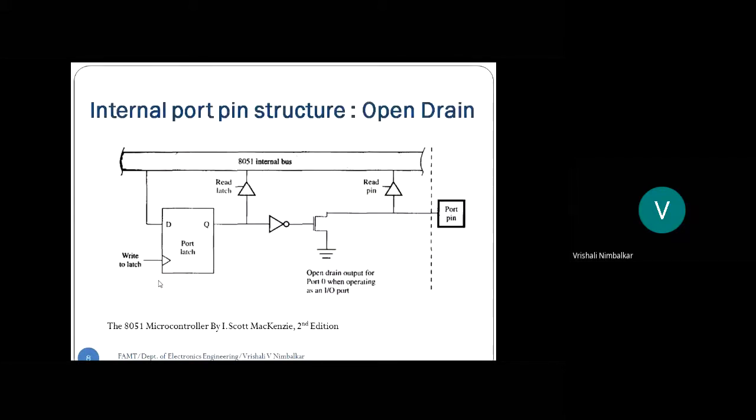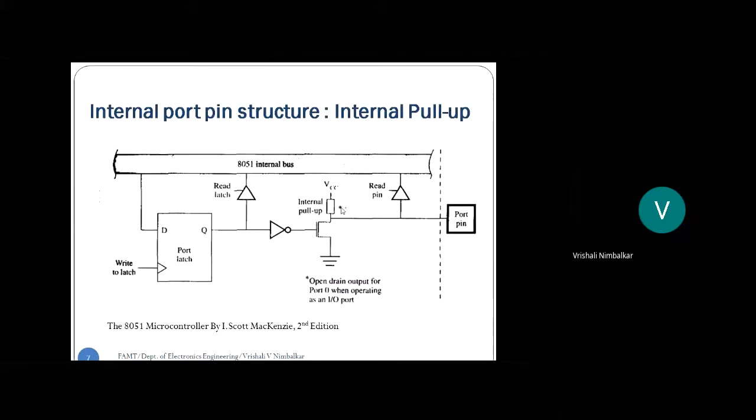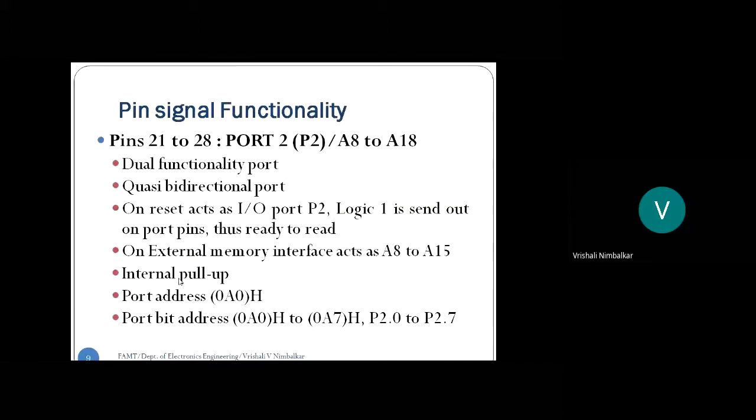Next, port 2 has an internal pull-up. If you remember, that was the internal pull-up. Port 2 has this circuitry inside. The address of port 2 is A0 hex. Refer to it by name P2 or by its address A0 hex. The bit addresses are A0, A1, A2, A3 up to A7. Right? And the bit names are P2.0, P2.1 to P2.7. So those were the functionalities of pins 21 to 28, which is port 2.